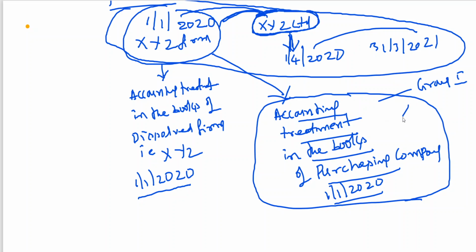Now this has been taken away in the new syllabus. That means you are not learning the accounting treatment in the books of the purchasing company. Now you are learning only the accounting treatment in the books of the dissolved firm in group 2. But you should also know the accounting treatment in the books of the purchasing company, no? That has been done away with. Whether they have updated that, I don't know, but for the last 3 years in the new syllabus, you have had one or two problems. You should learn the accounting treatment in the books of the purchasing company also. It's just 3 or 4 entries.